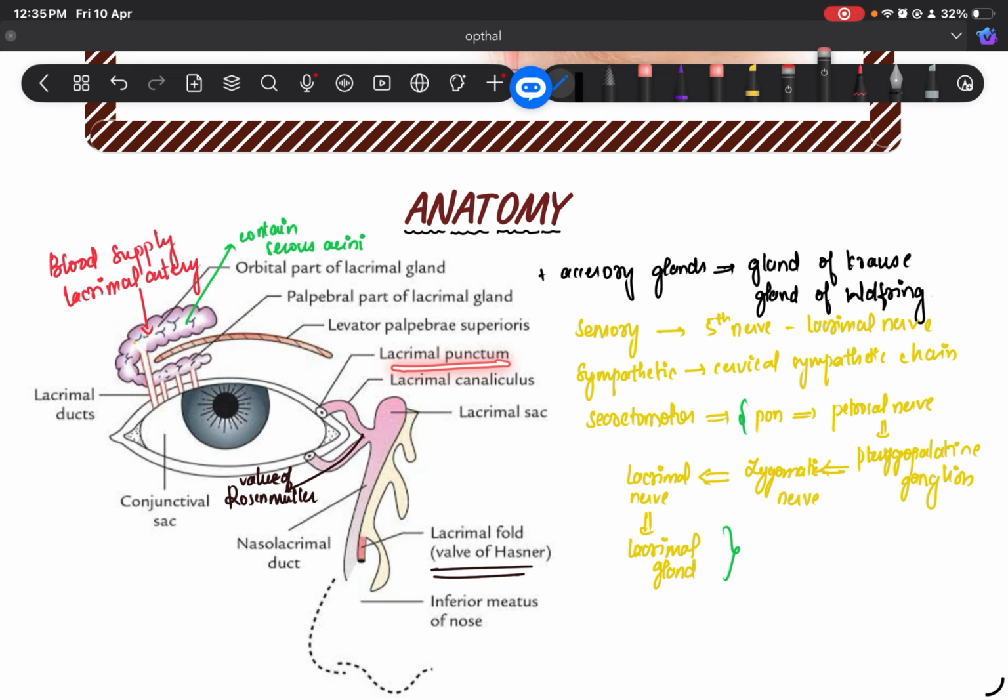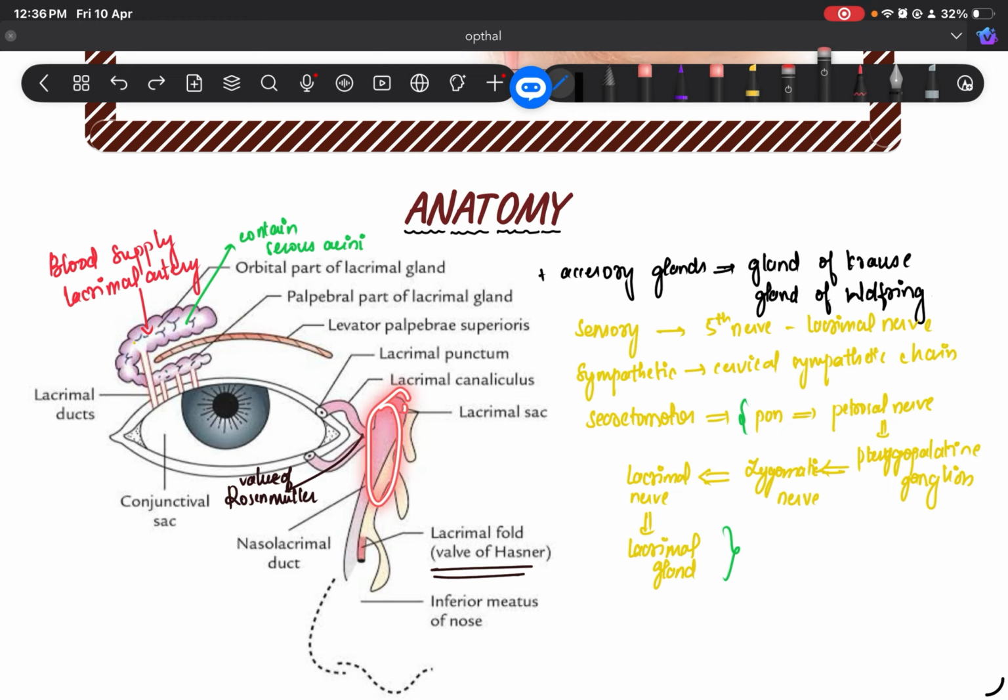Now coming to the lacrimal punctum, which is round oval. It is present in lower eyelid as well as upper eyelid. As you can see here, the lacrimal canaliculi joins the punctum to the lacrimal sac, and there is one valve known as valve of Rosenmuller, which prevents the reflux of tears. Reflux of tears is prevented by valve of Rosenmuller present near the lacrimal canaliculi.